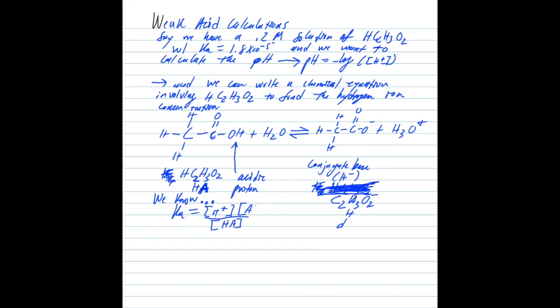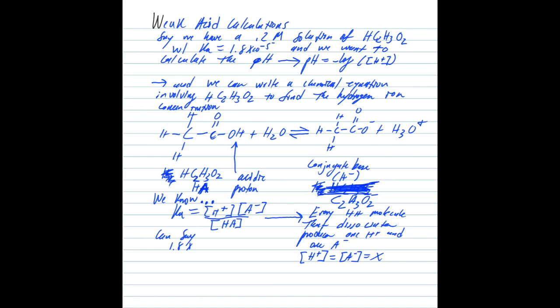So we know that Ka is equal to the H plus concentration times the A minus concentration, so the conjugate base concentration, over the undissociated acid molecule concentration. And we know that every undissociated acid molecule, HA, that dissociates, produces one H plus and one A minus. So we can say that the H plus concentration and the A minus concentration are just X. They're the same. Okay, now we can go through the calculation.